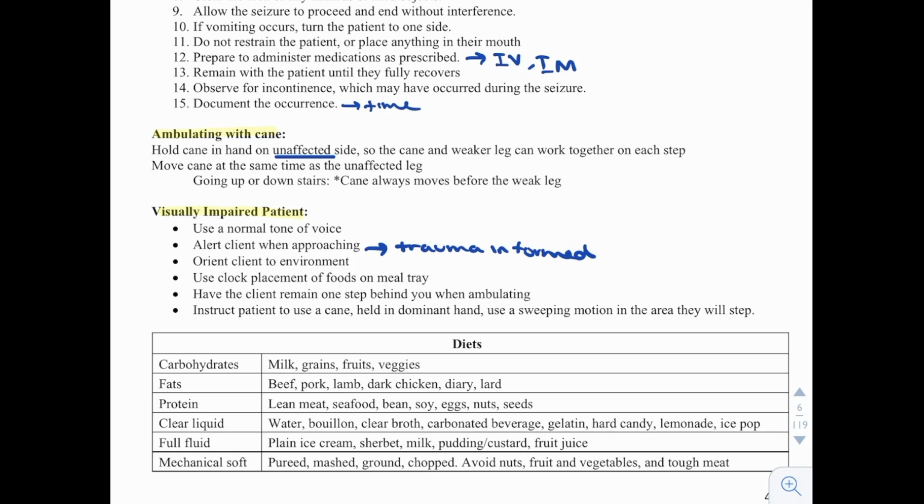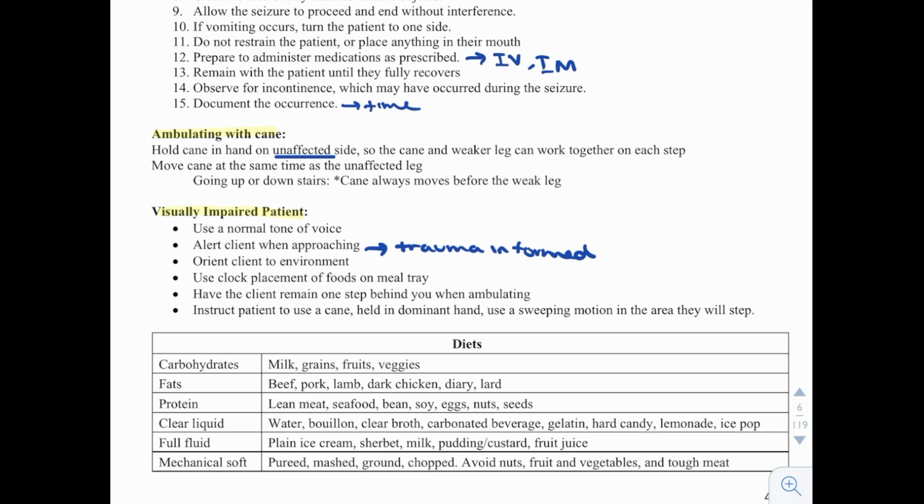So when we talk about carbohydrates, we might have patients on a low carb diet or a carb counting diet if they're diabetic. So it's important to know that things like milk do have carbs. That's because of the sugars in it. Grains, fruits, vegetables, all of those are carbs. Fats are going to be things like beef, pork, lamb, dark chicken, dairy, lard. Protein is our lean meats, our seafoods, beans, soy, eggs, nuts, seeds.